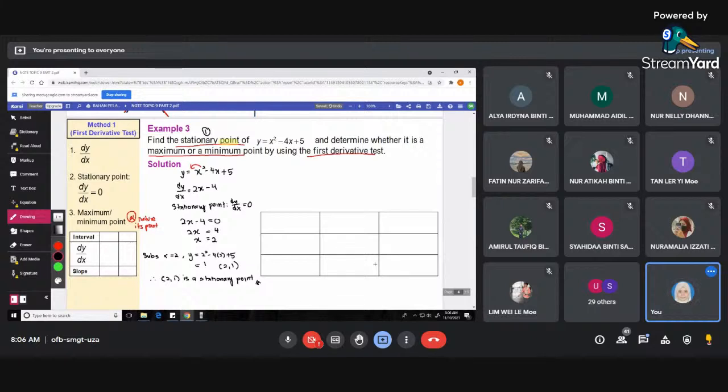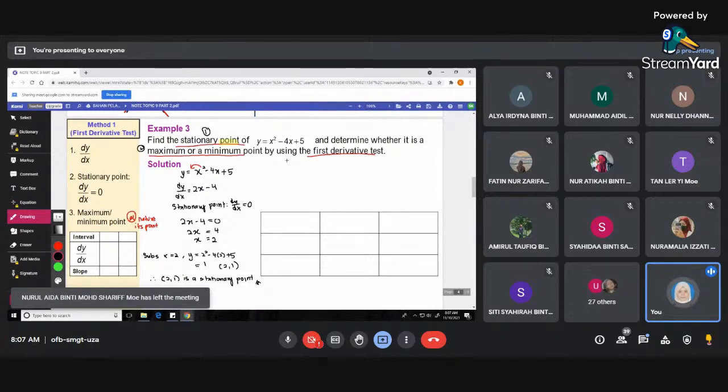But they have a second question: determine whether it is a maximum or minimum. So this is the second question. How to find maximum or minimum? You have two methods. The first method is by using the first derivative test. The second method is the second derivative test. What we are going to use to find maximum or minimum is the first derivative test. So how to do the first derivative test?